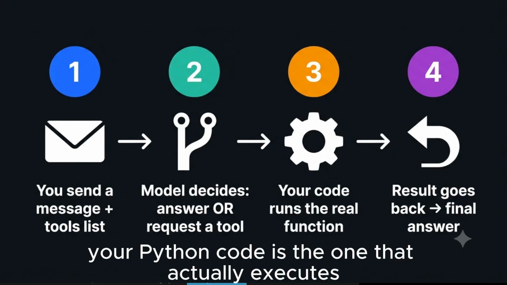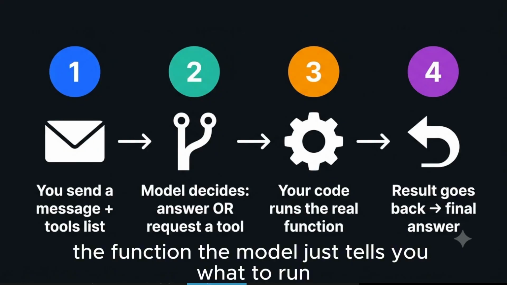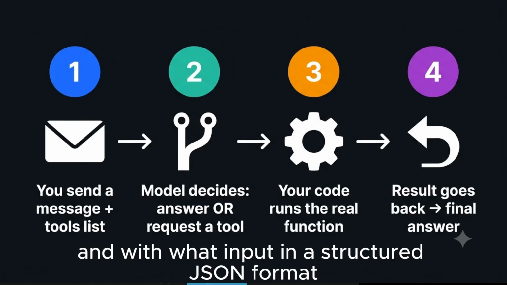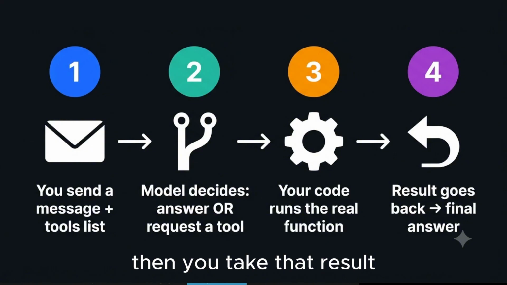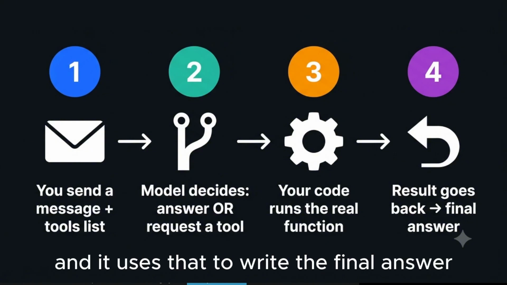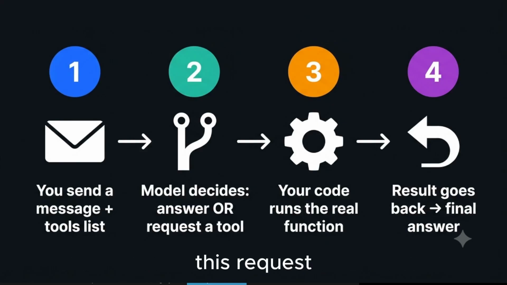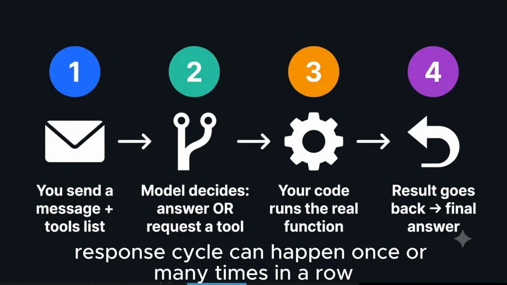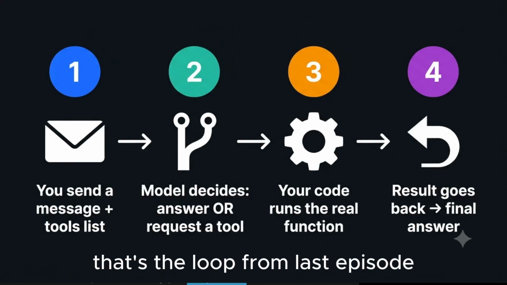Your Python code is the one that actually executes the function. The model just tells you what to run and with what input in a structured JSON format. Then you take that result, hand it back to the model, and it uses that to write the final answer. This request-response cycle can happen once or many times in a row. That's the loop from last episode.